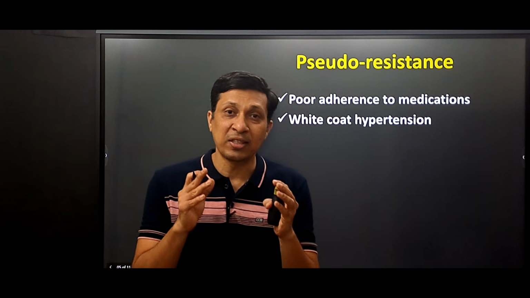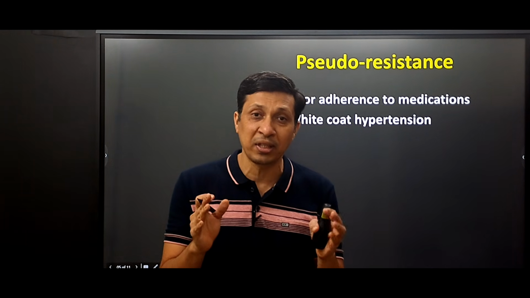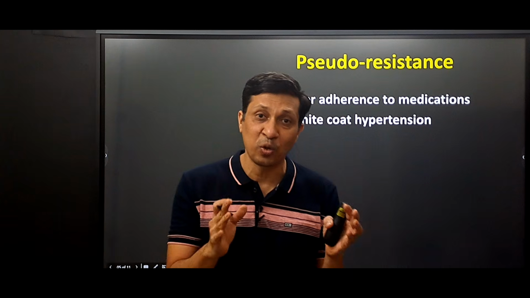Then white coat hypertension. Sometimes the patient is very anxious, and when the patient comes to the clinic and we take blood pressure, it comes at the higher range. This is called white coat hypertension.